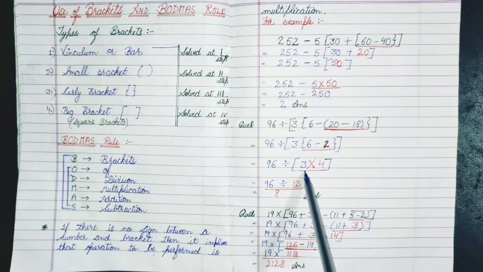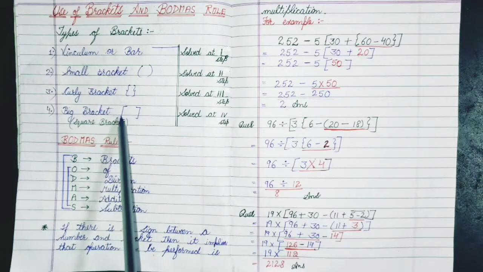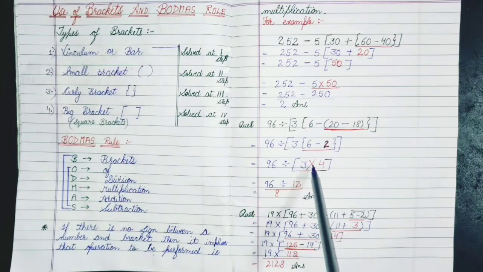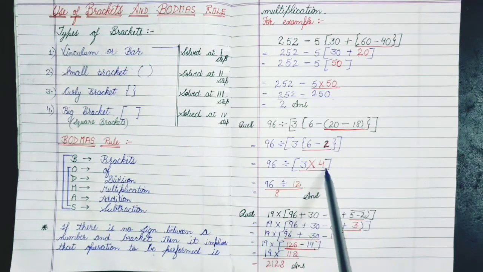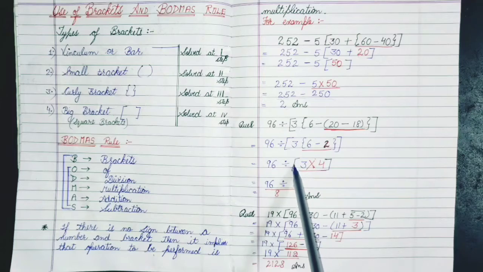Now only the big bracket is left, and at last we have to solve the big bracket. 3 4s are 12. When we have solved the big bracket, we will remove its symbol or sign.